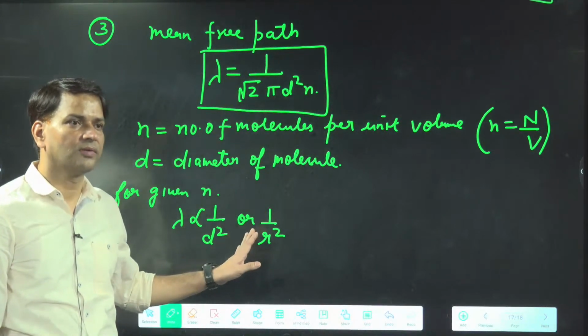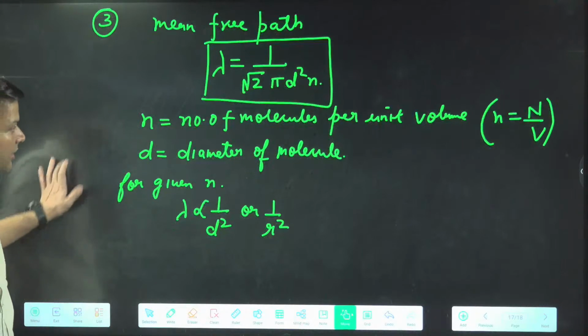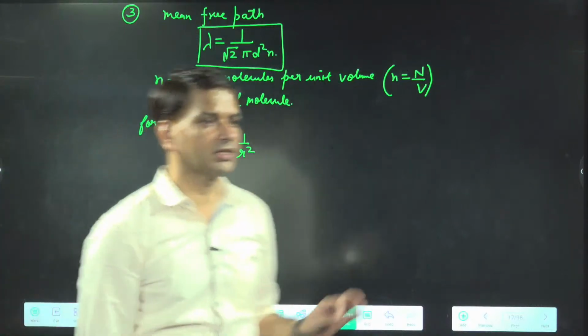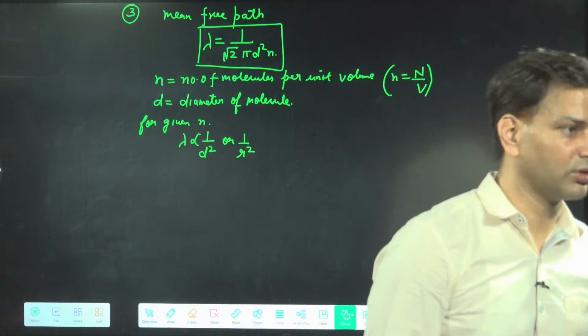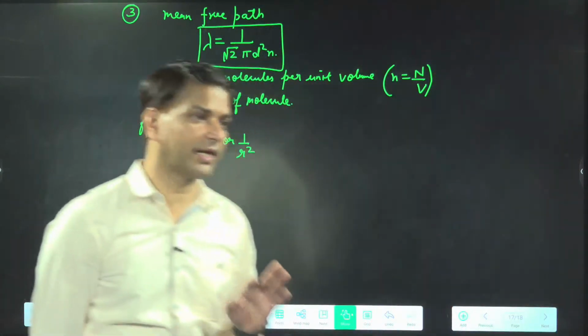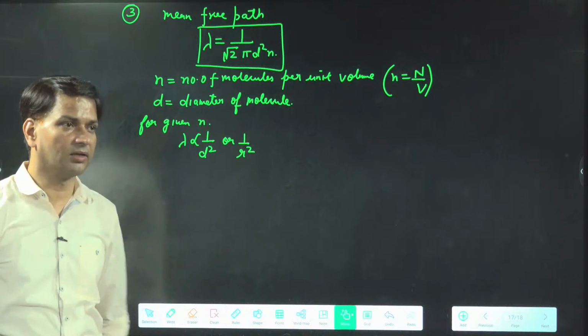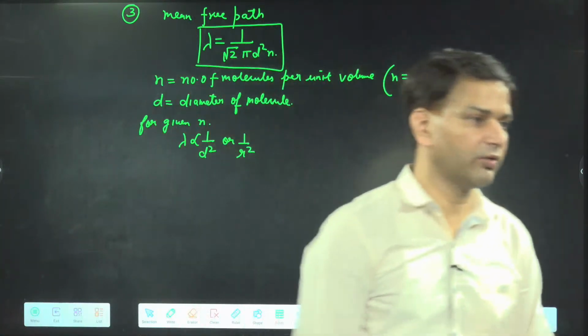Yes or no? Okay then. So lambda, this formula we have to remember, lambda is 1 upon under root 2 pi d square into small n. So remember, small n is the capital N by V. So lambda is 1 upon under root 2 pi d square into n. So it depends on the diameter and the number of molecules per unit volume.